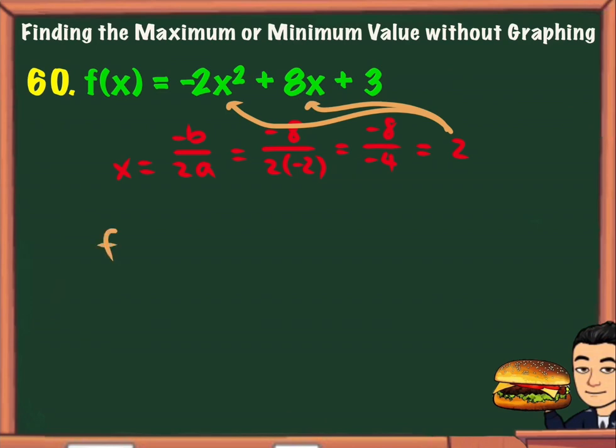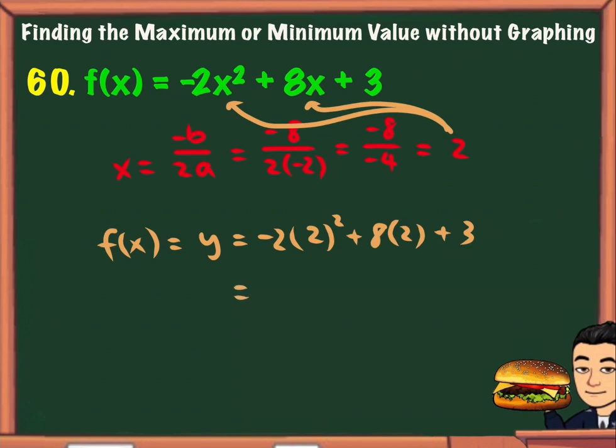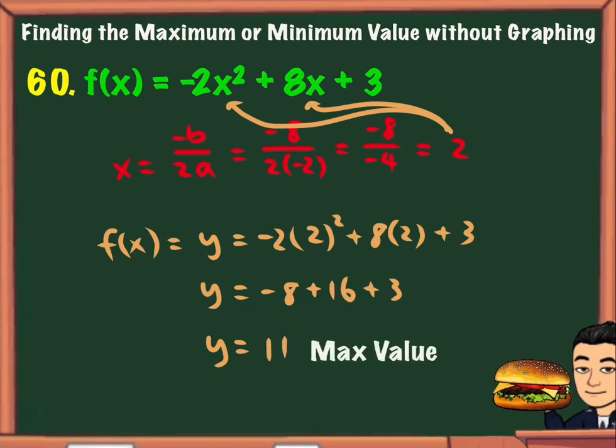So I get f of x, that's going to be the y value of the vertex, equals negative 2 times 2 squared plus 8 times 2 plus 3. This is equal to negative 8 plus 16 plus 3. So y equals 11, and that's your maximum value.